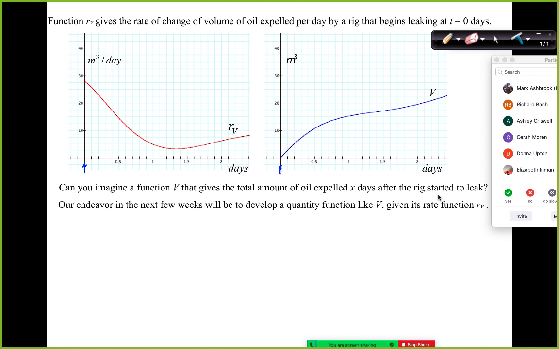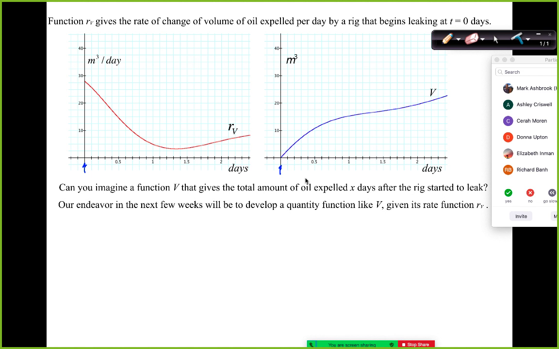I will agree. I think I would say it's like the net, because I would assume you start off with oil. It begins leaking after 0 days, at t equals 0. This is when the rig starts to leak at t equals 0. So that would imply that there's no oil in the ocean before that. Oh, okay, I see what you mean. Does that make sense? Yeah.